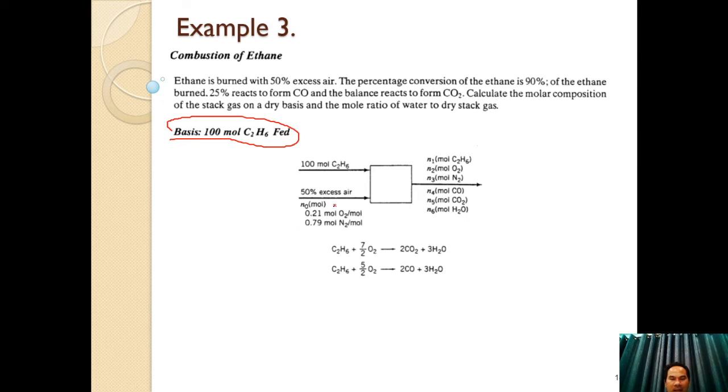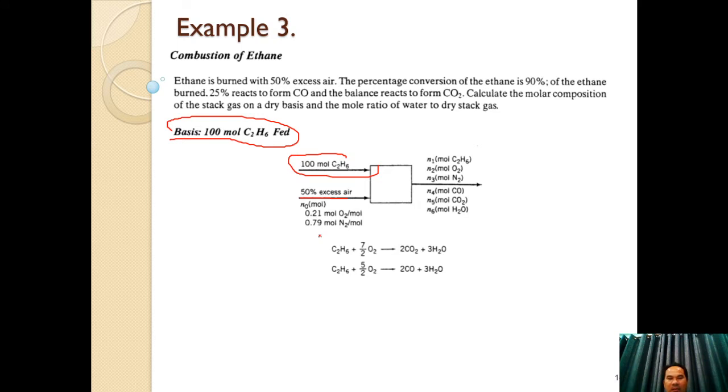And the second step, you have to draw the flow chart and label it. You have two feeds. The first feed is ethane, 100 moles. And the second one is air, with 50% excess air. For air, we denote the feed as N0, the moles of air fed.